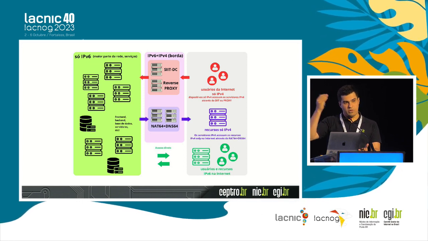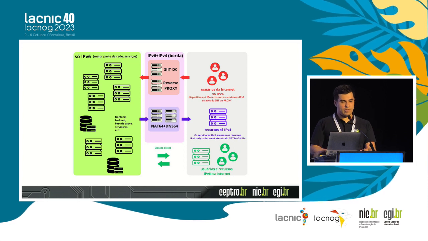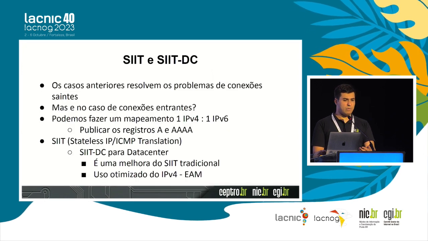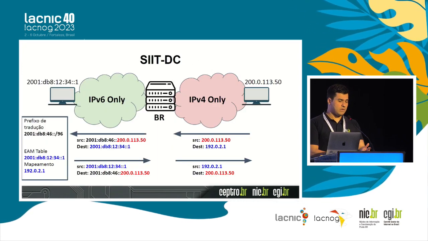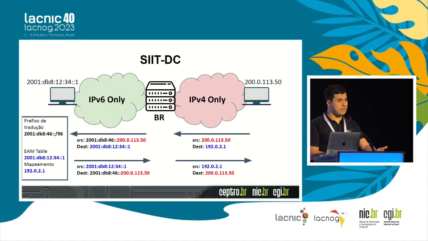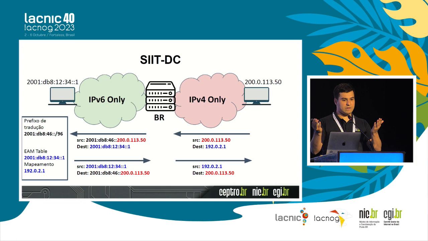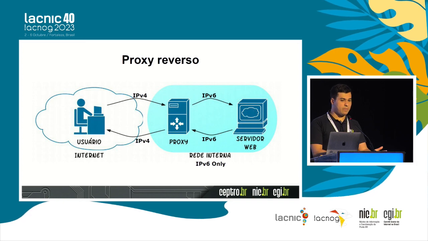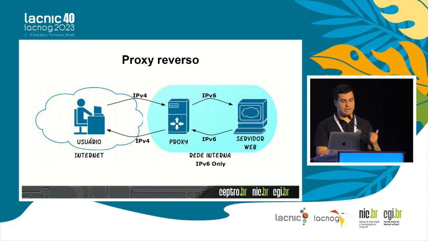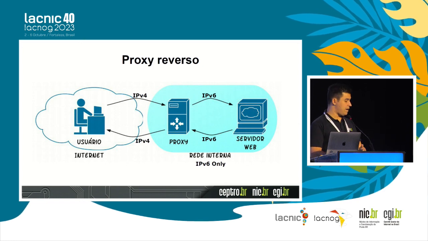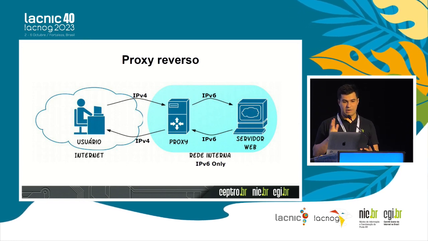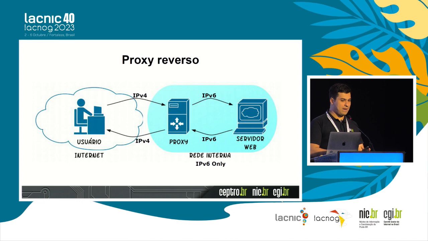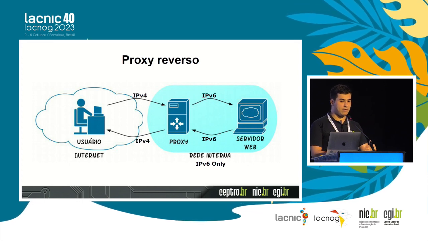We take outgoing traffic in NAT64 and could use SIIT-DC, but we can also work with a reverse proxy. SIIT-DC allows us to map things one-to-one, as we mentioned previously. If you don't have so many IPv4 addresses, maybe you wouldn't have enough to map all the machines you require. So a better solution would be to work with a proxy. You'll have an IPv4 address to communicate to the internet, and when you receive the query, it will look up the content in the IPv6 network, and then it will return it to the user.